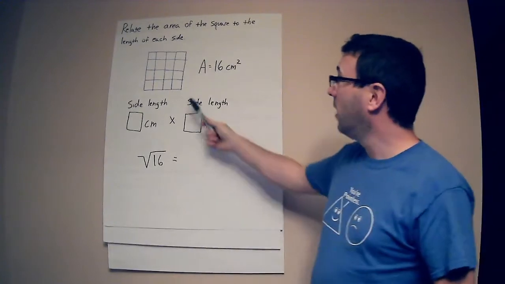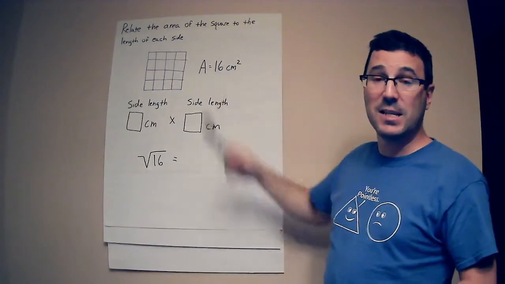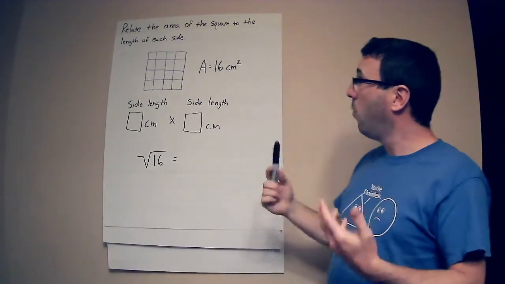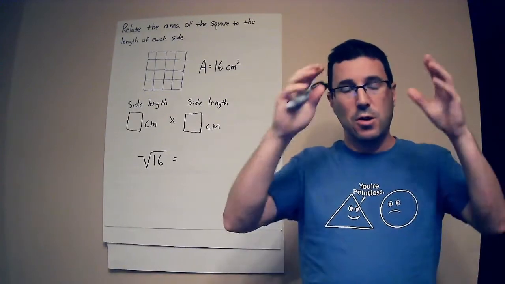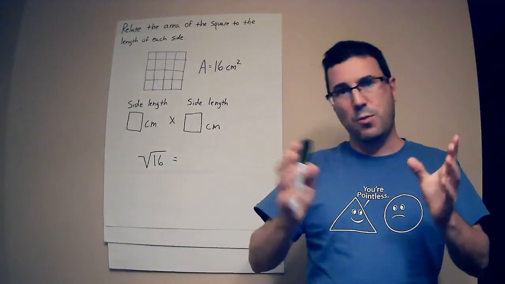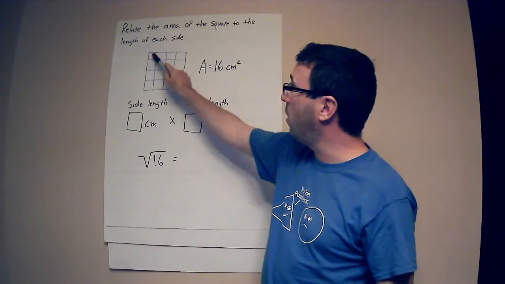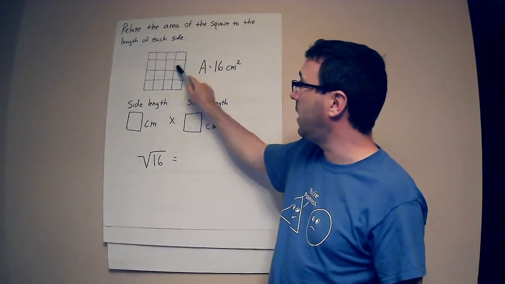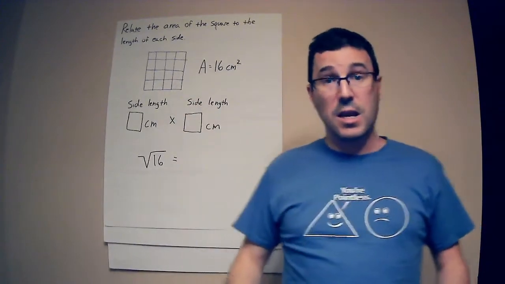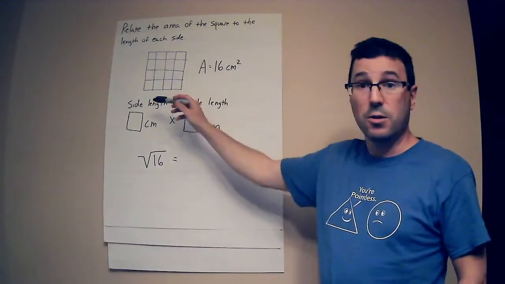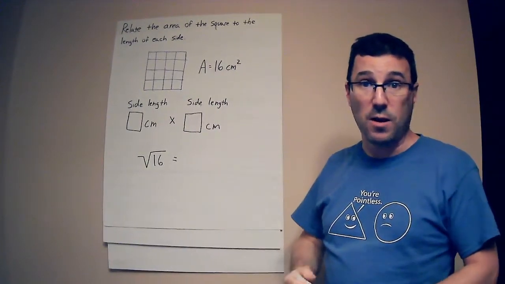So I have this square here, and the area is 16 centimeters squared. When I think about what the term area means, it refers to the number of unit squares we can fit into a shape. So if I look, I can count 1, 2, 3, 4, 5, 6, 7, 8, 9, 10, 11, 12, 13, 14, 15. There's 16 unit squares here, so that's how we get the area of 16 centimeters squared.